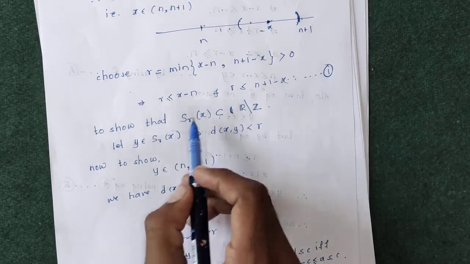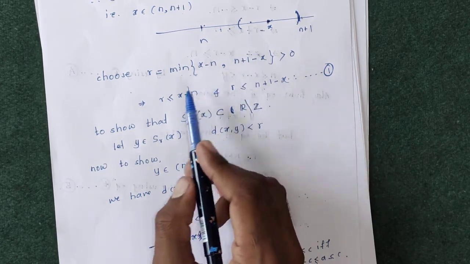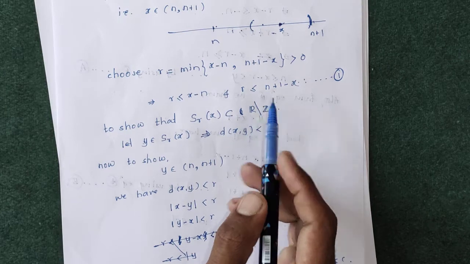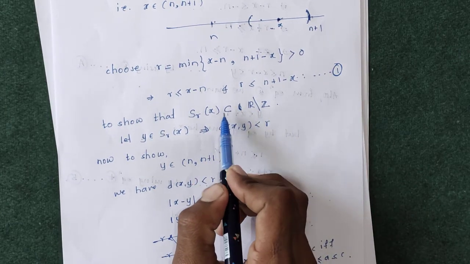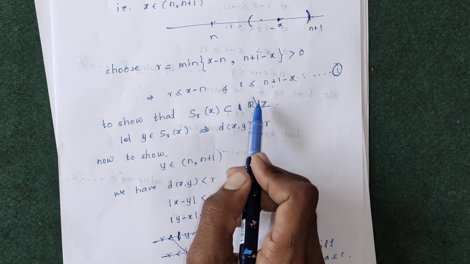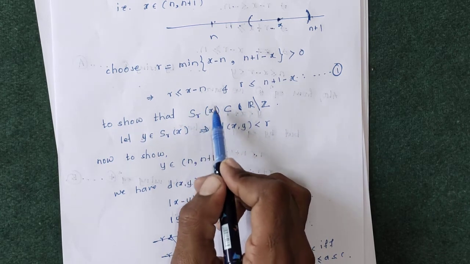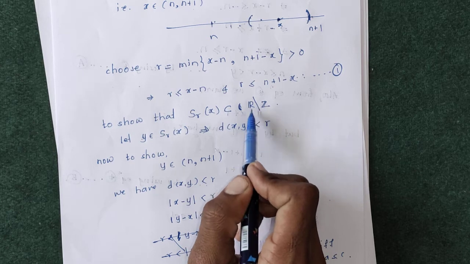First we have to show that this open sphere centered at x and with this radius totally lies inside R minus Z. For that we know how to prove it: first set is a subset of the second. For that, take one element of this set and we have to prove that that element lies inside this.